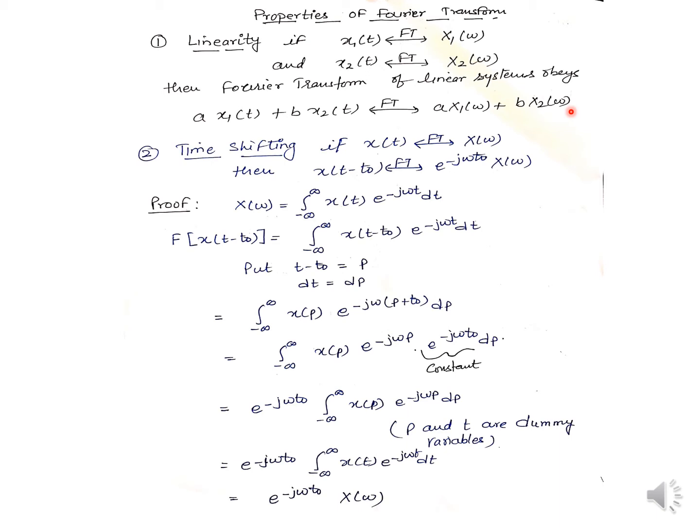Like in electrical engineering, you apply two different potentials and you find the current across any resistance or capacitance or inductance. You remove one of them, you find the current, then you remove the other one, you find the current, and if you add those two currents, it will be equal to the current you find when both the potentials are present, or you can say both the batteries are present.